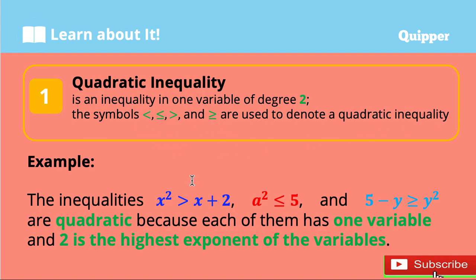For example, the inequalities x squared is greater than x plus 2, a squared is less than or equal to 5, and 5 minus y is greater than or equal to y squared are examples of quadratic inequalities because each of them has one variable and the degree, or the highest exponent of these variables, is 2.